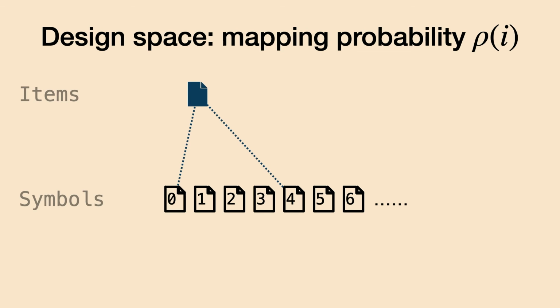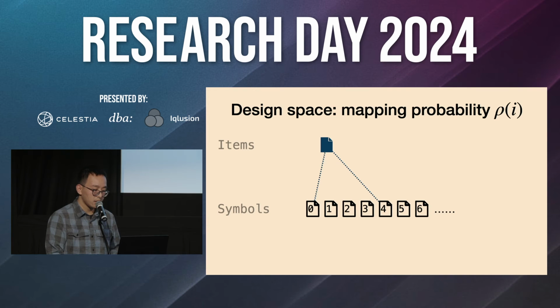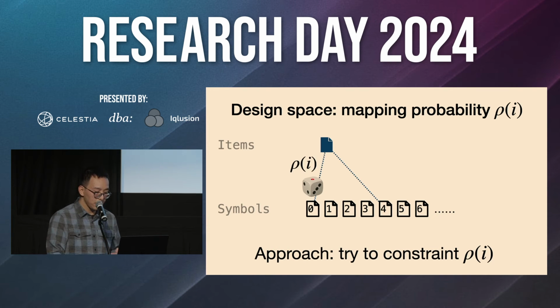So the problem seems very abstract, and how should we approach it? We can try to constrain our design space by considering what kind of statistical properties we need so that we can decode with very few symbols. And let's try to consider the probability that a random item is mapped to some index i. And we call this the mapping probability of the i-th symbol, right? Or we denote it as rho i.